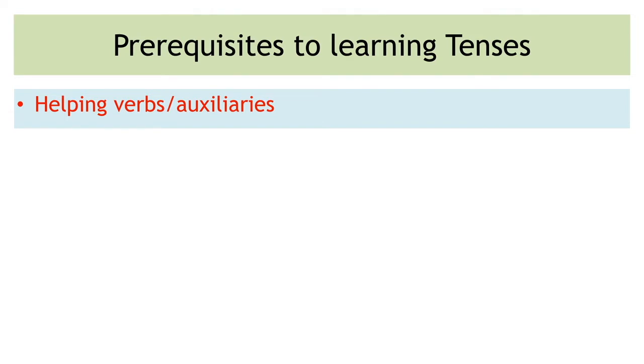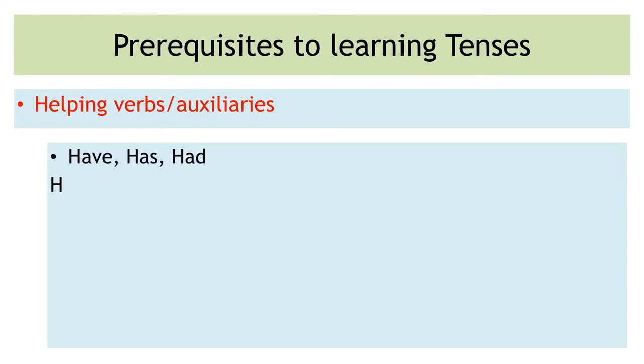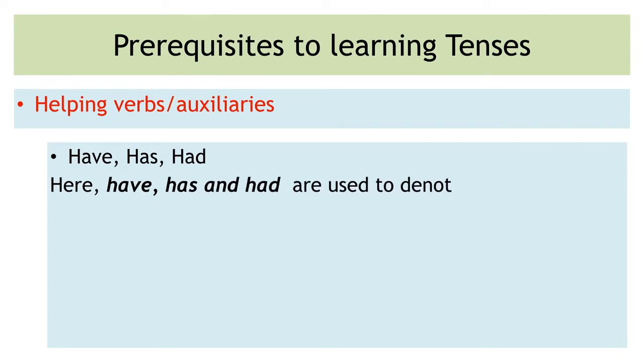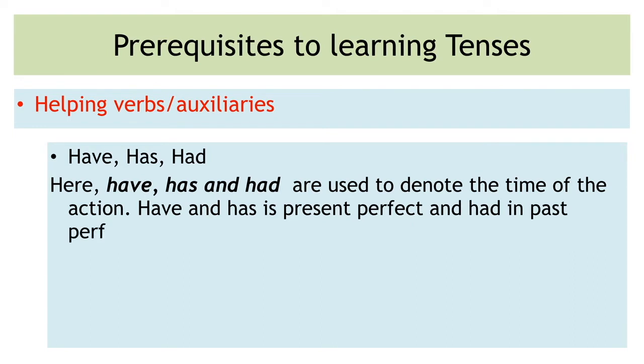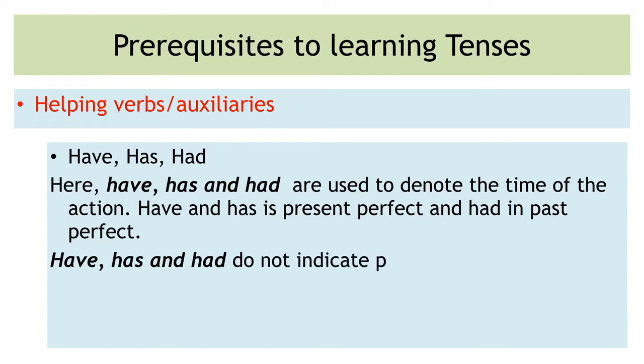There are other helping verbs such as have, has, had, which are used to denote the time of action. While have and has are used in present perfect tense, had is used in past perfect tense. One should remember that have, has, and had do not indicate possession in tenses, like in I have an umbrella. So here have is not a helping verb.